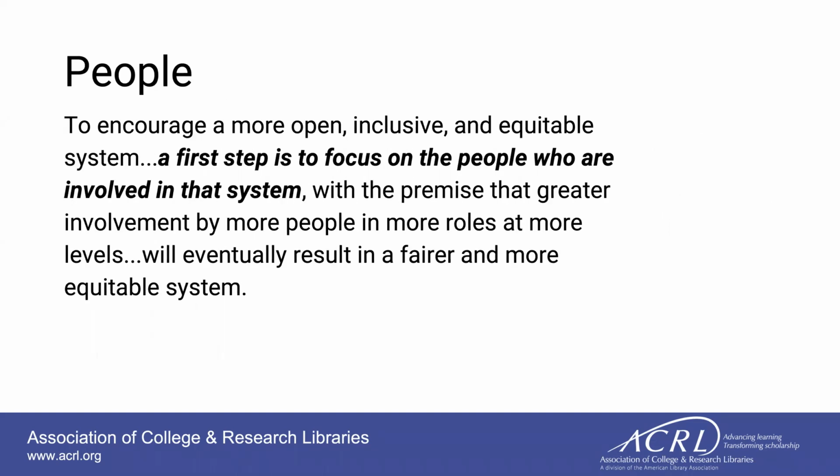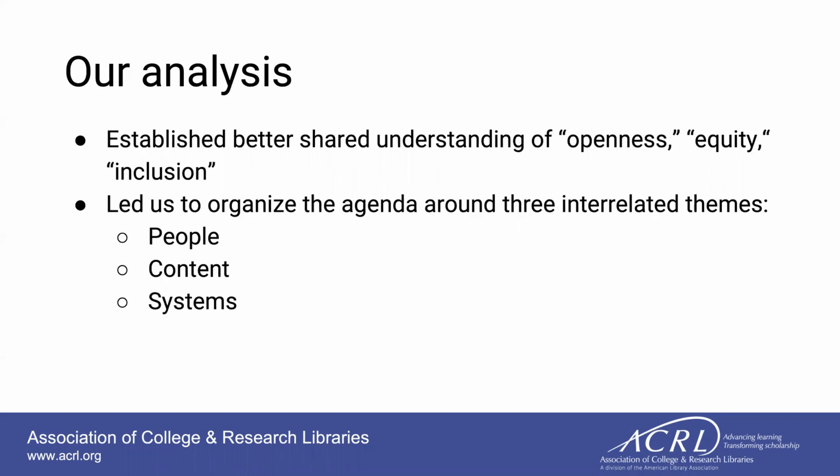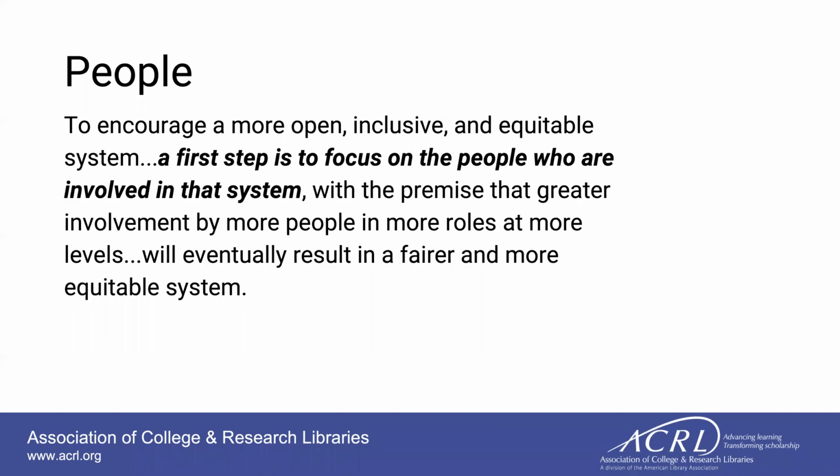So, people. To encourage more open, inclusive, and equitable systems, the first step is to focus on people who are involved in that system, with the premise that greater involvement by more people in more roles at more levels will eventually result in a fairer and more equitable system. I want to say that the three themes that I've just mentioned, people, content, and systems, do overlap, but this was what we came up with to organize.